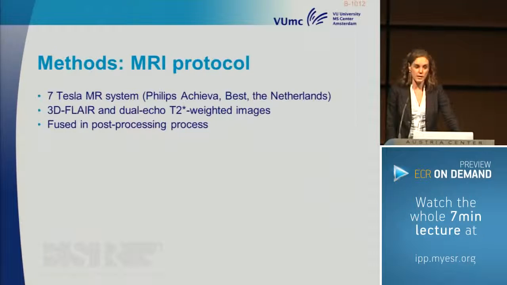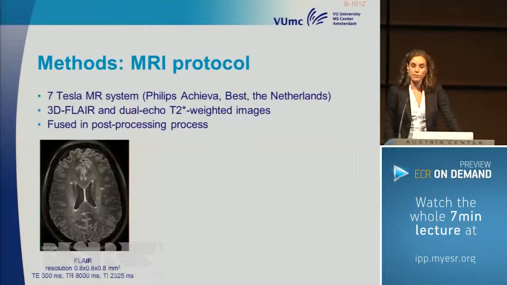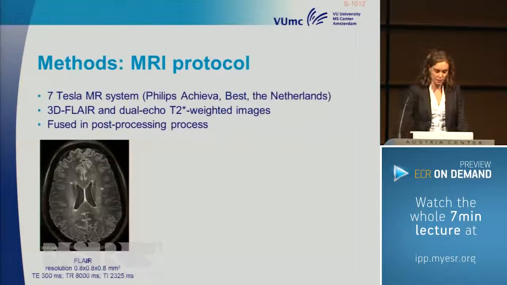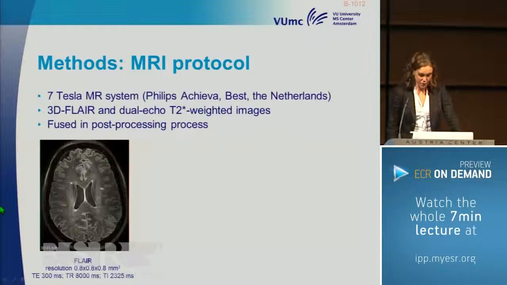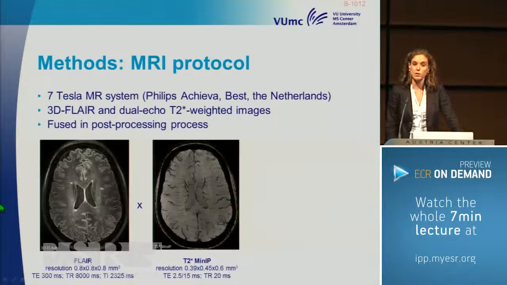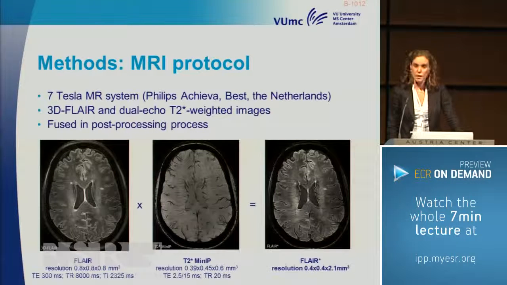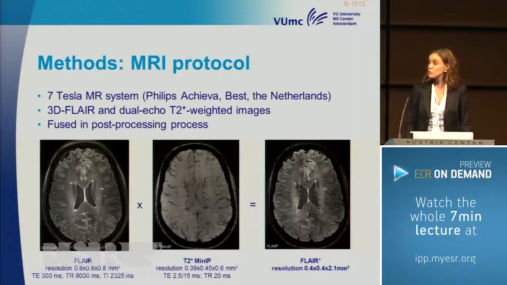All the subjects were scanned at the 7 Tesla MR system, and we selected the 3D FLAIR images for the detection of lesions, as you can see here. And we also selected the T2 star images for the depiction of the vessels. We multiplied them into one single image, which depicts the lesions and the vessels in one image.